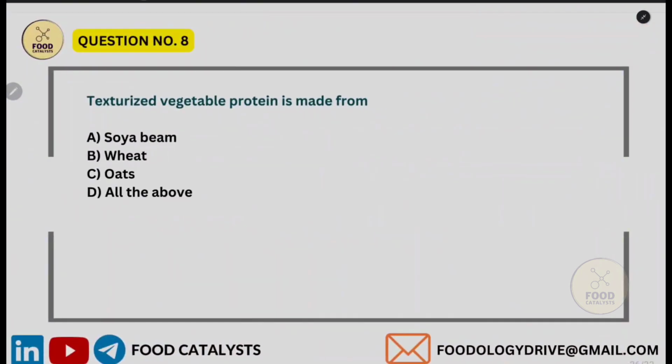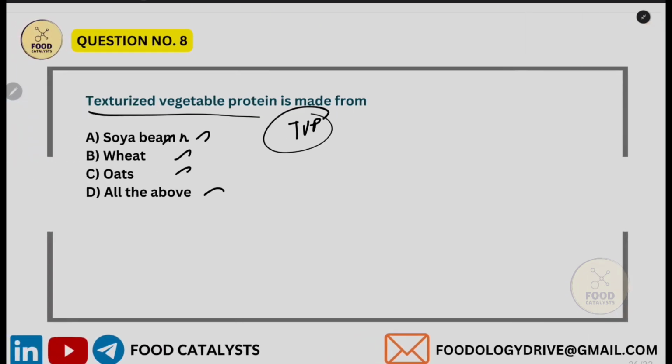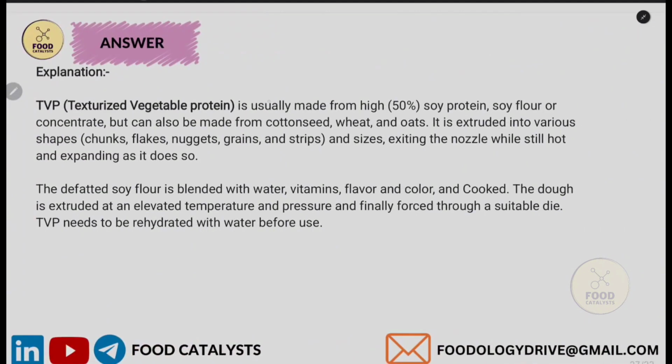Let's move on further. Texturized vegetable protein, TVP. This is actually a very famous concept in the food industry right now. So what is it made from? Soya bean, wheat, oats, or all of the above. Basically it's simple. Texturized vegetable protein is mainly made from soya protein. 50% of the compound will be soya protein. But we cannot make it with only that. We can make it with cottonseed, wheat or oats as well.